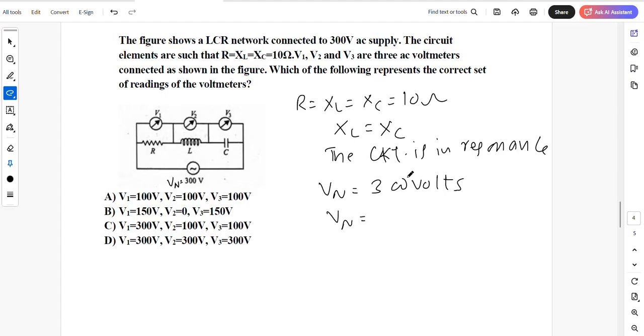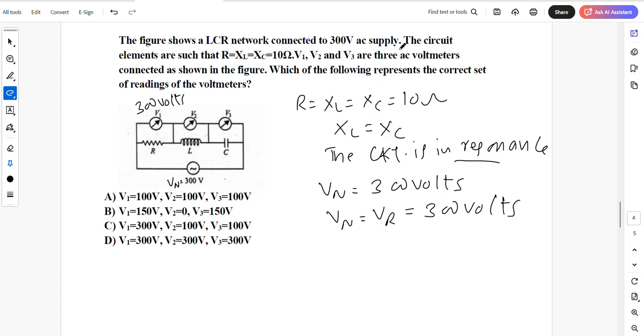When the circuit is in resonance, V net is equal to VR. That is equal to how much? 300 volts only. V net is equal to VR, that is equal to 300. Voltage across the resistor is how much? 300 volts. Right.